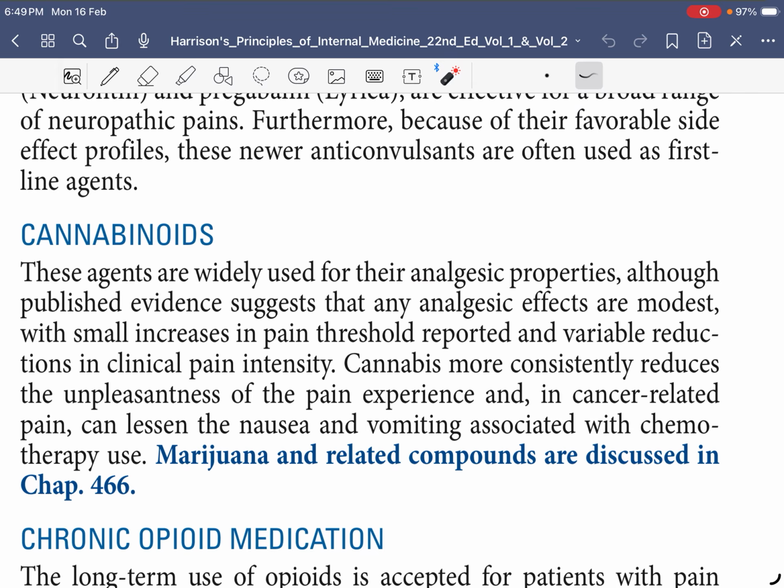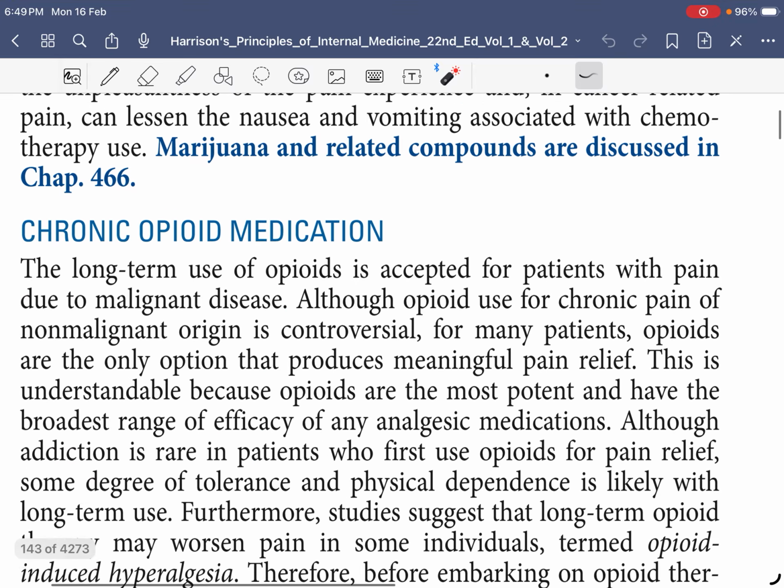Cannabinoids. These agents are widely used for their analgesic properties, although published evidence suggests that any analgesic effects are modest, with a small increase in pain threshold reported and variable reduction in clinical pain intensity. Cannabis more consistently reduces the unpleasantness of the pain experience, and in cancer related pain can lessen the nausea and vomiting associated with chemotherapy use. Marijuana and related compounds are discussed in chapter number 466.